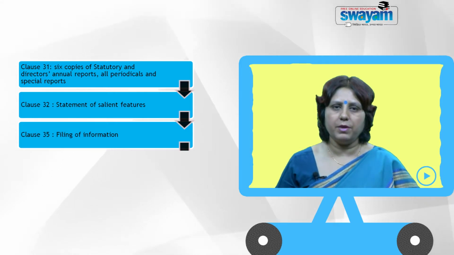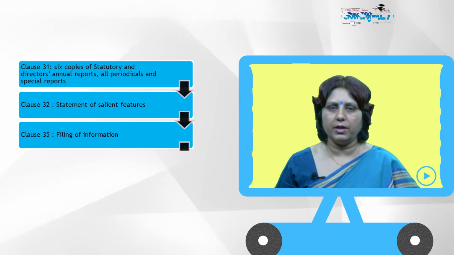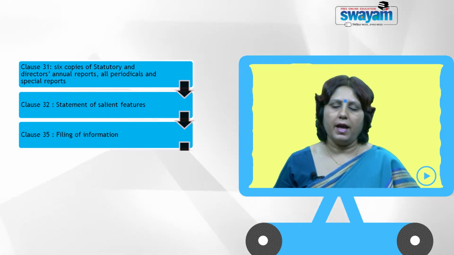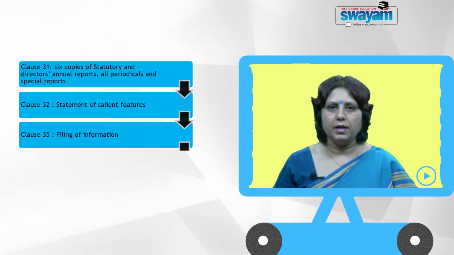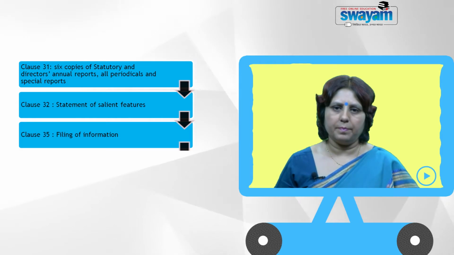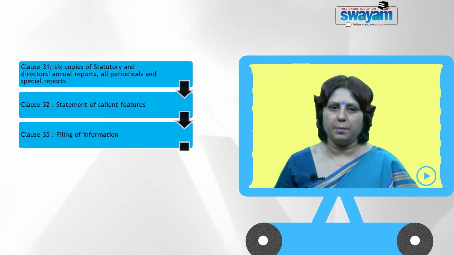Then clause 35B was added in order to take care of the e-voting facility for the shareholders, because the e-voting facility has been mandated by the Companies Act 2013. So along with the postal ballots, the e-voting facility also has to be provided to the shareholders of the companies.